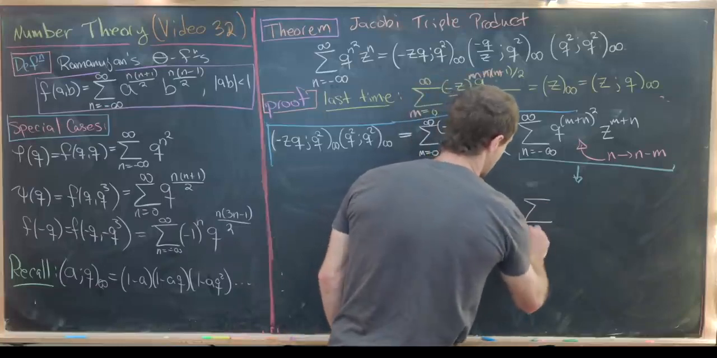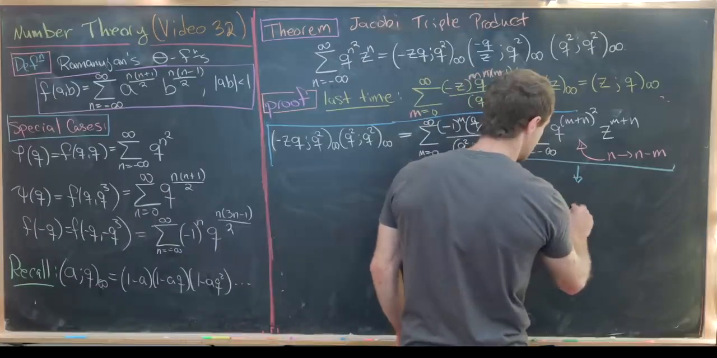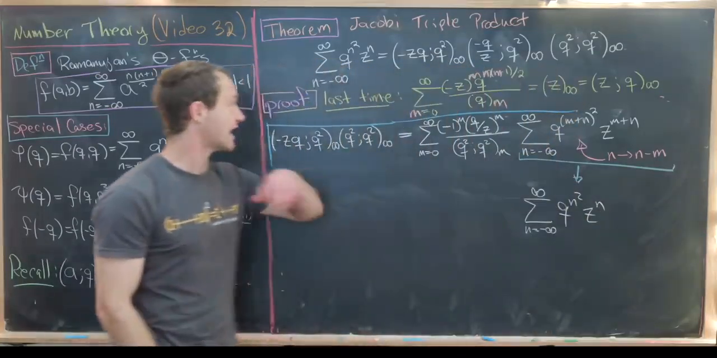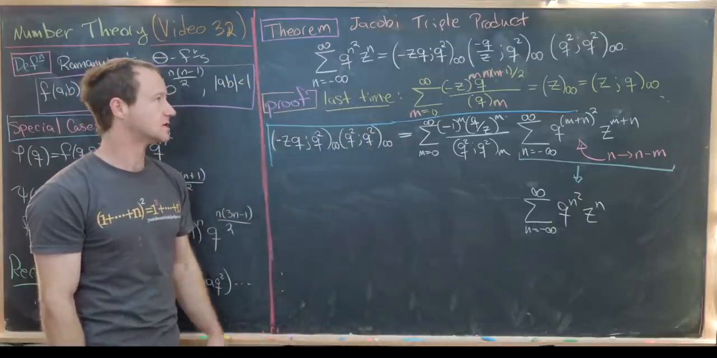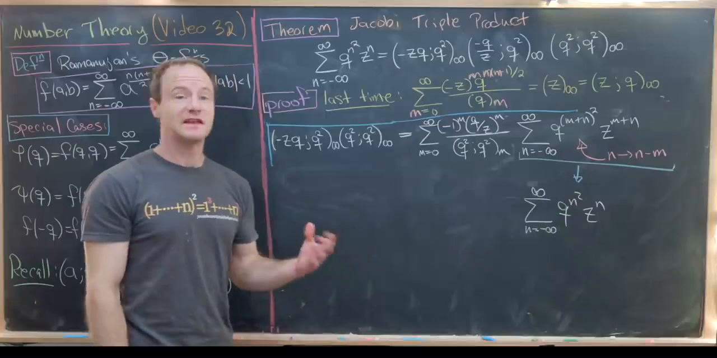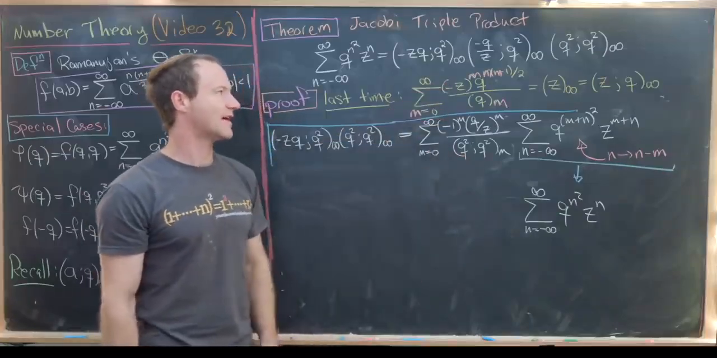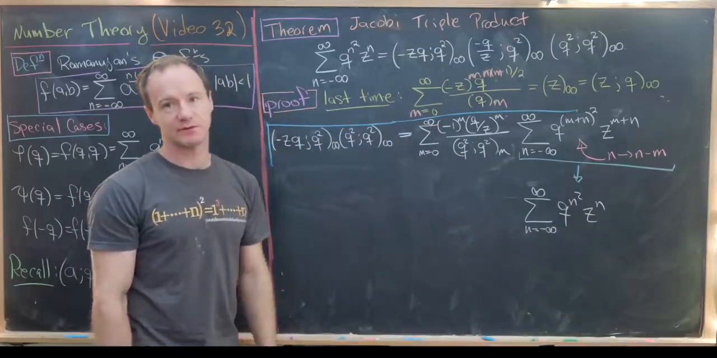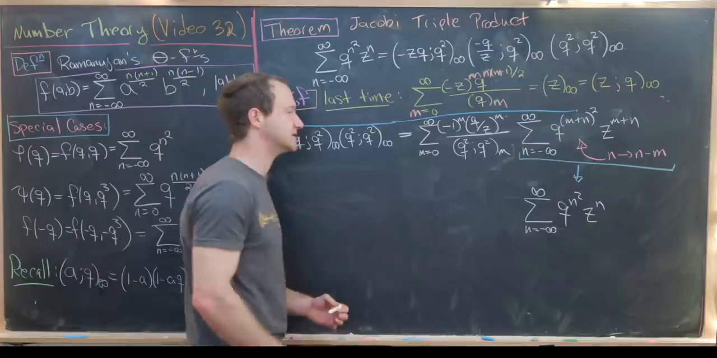We'll have the sum as n goes from minus infinity to infinity of q to the n squared z to the n, which is great because that's exactly what we want on the left-hand side of our identity. Then next, we'll notice that this first sum is not quite what we have in yellow up here, but it's related to another identity, which we proved in the last video. So I'll let you guys dive into that if you need to.